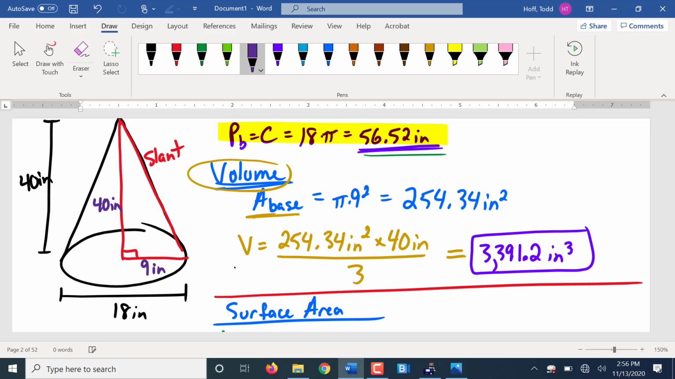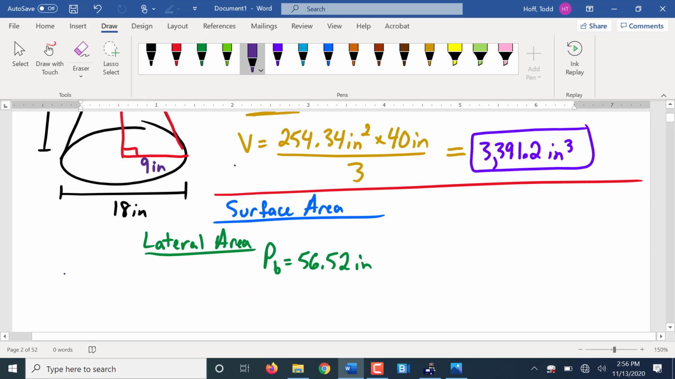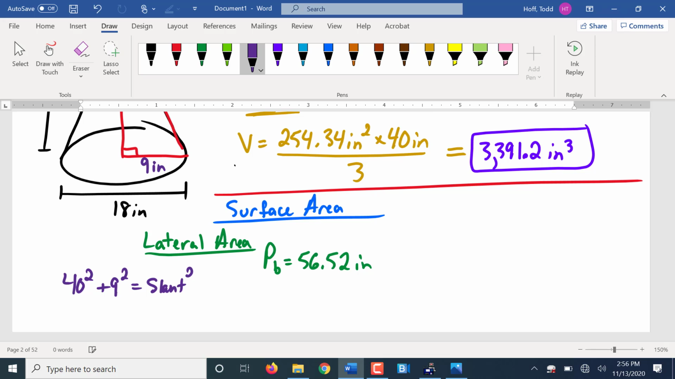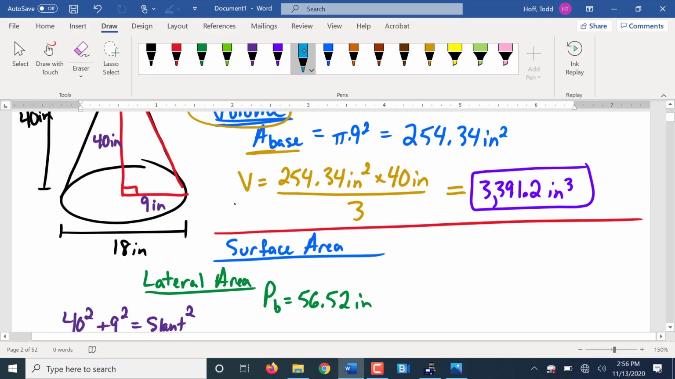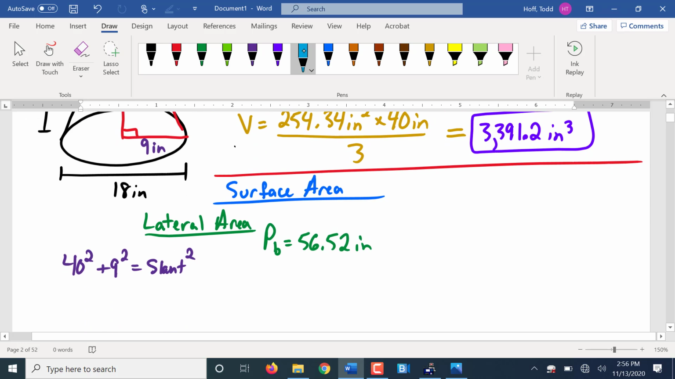Perfect. 40 squared plus 9 squared equals that slant squared. 41 is what we get. Perfect. So that's 41 inches for our slant.